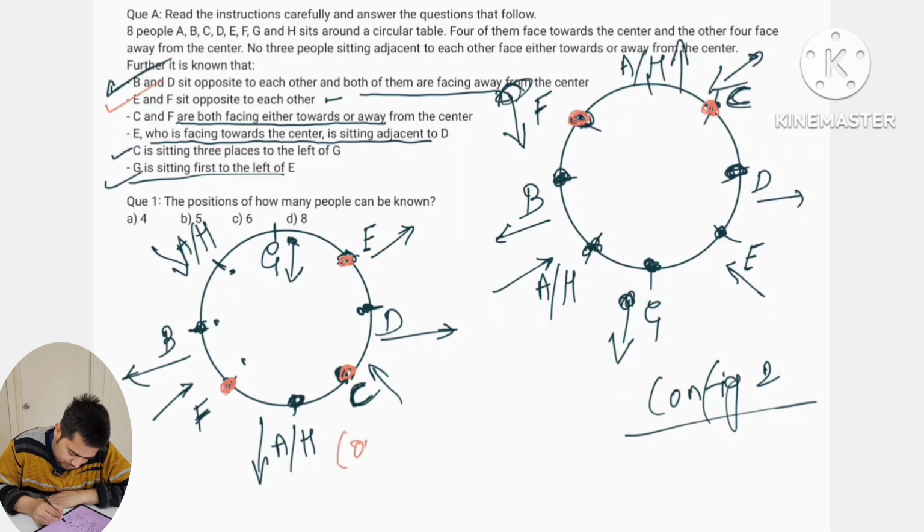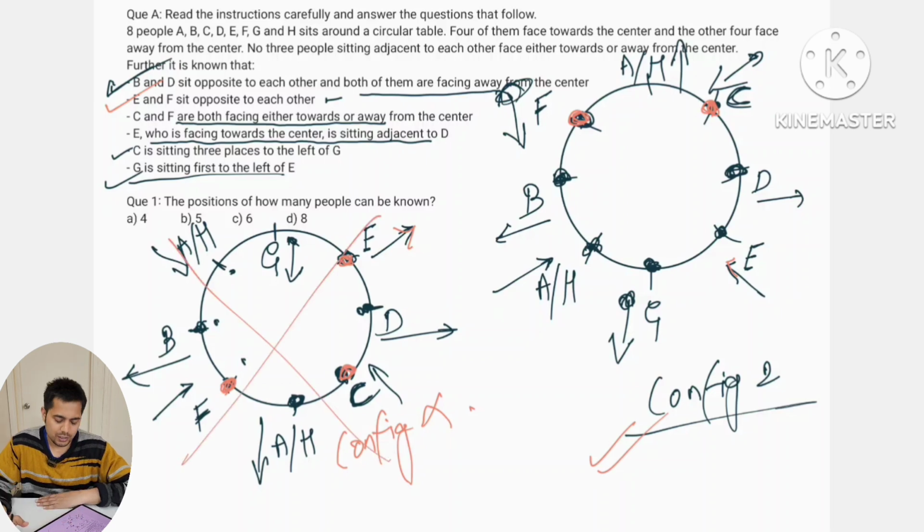So configuration 1 is completely wrong, because here we have considered E is facing outwards. Actually E has to face inwards. So only configuration 2 is right till now. At any stage you can identify which of your configurations is wrong. I may have identified this configuration number 1 at an earlier stage also, that is not an issue. That depends on your practice, and on when in the exam it is able to click to you. Now configuration 1 is totally ruled out.